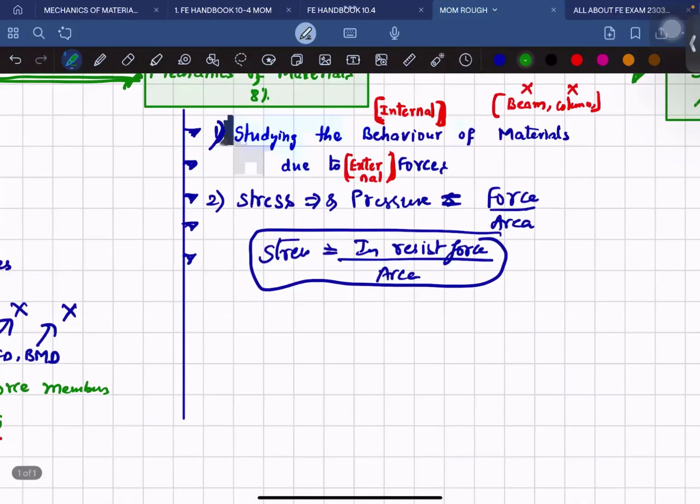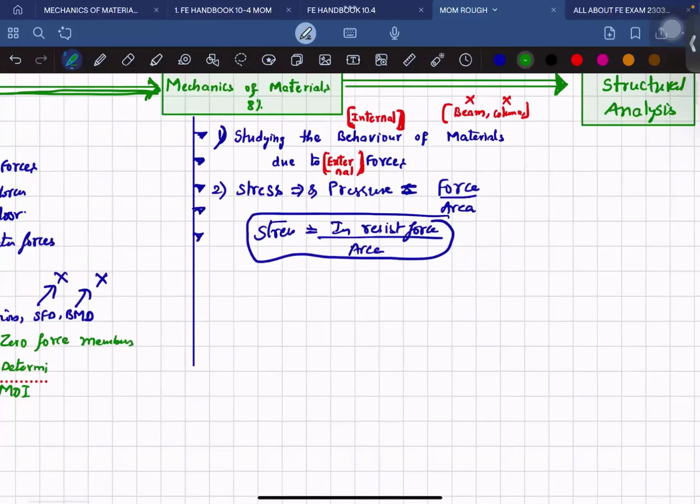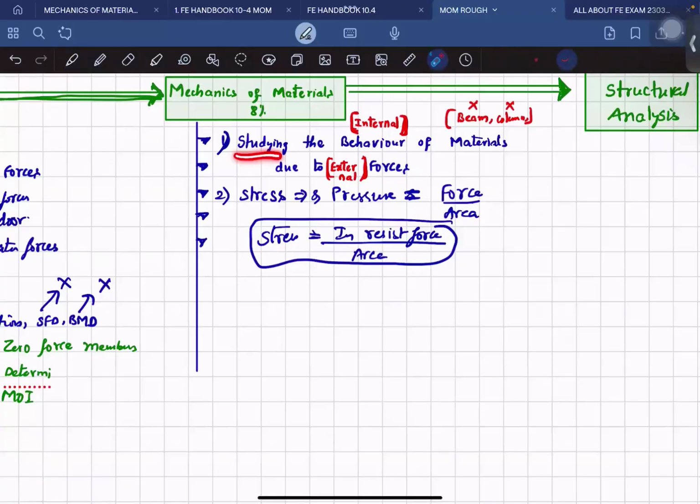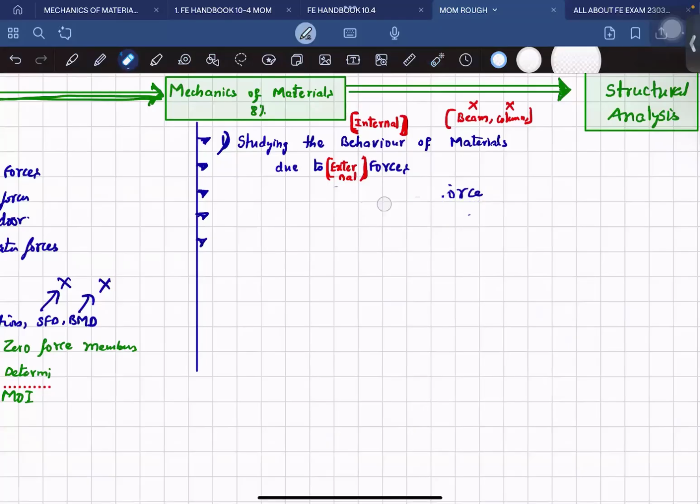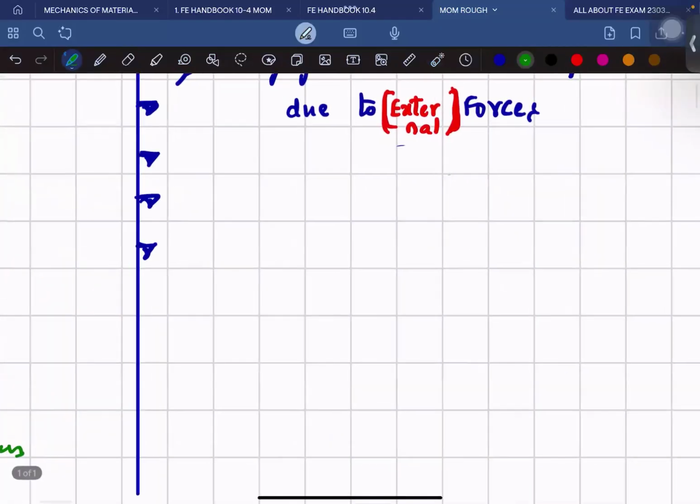The definition of mechanics of materials is studying the internal behavior of the materials due to external load. Now, the internal behavior of this material is nothing but what we call stress.